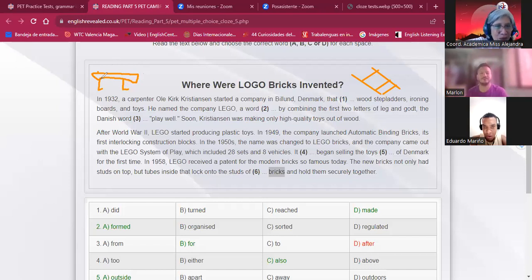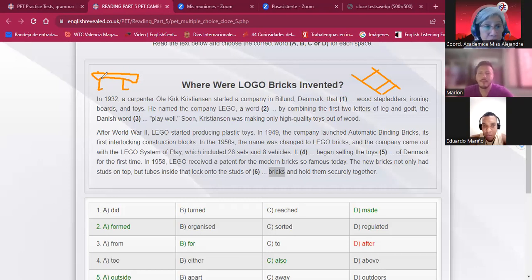That's an ironing board. Okay? Un burro de planchar. Yes. In Venezuela, we call it, I think in Colombia they call the same, tabla de planchar. Okay, I didn't know here they call it burro de planchar, but that's it. And toys. This is very guayaco. He named the company Lego, a word formed by combining the first two letters of leg and godt, the Danish words for play well. Soon Christiansen was making only high-quality toys out of wood.